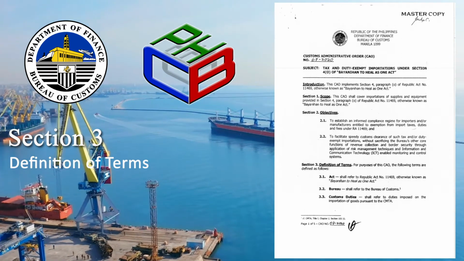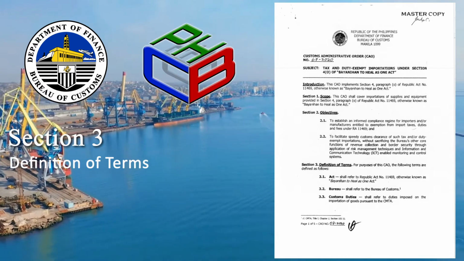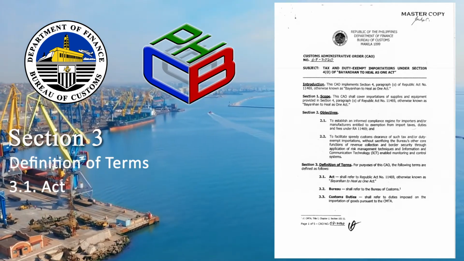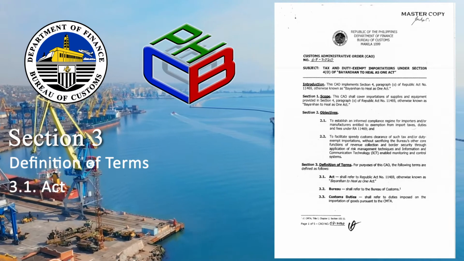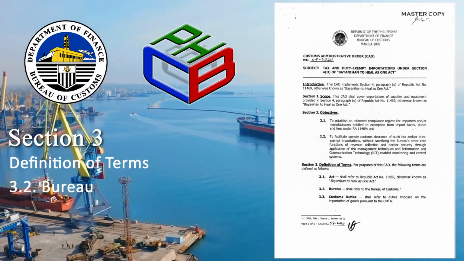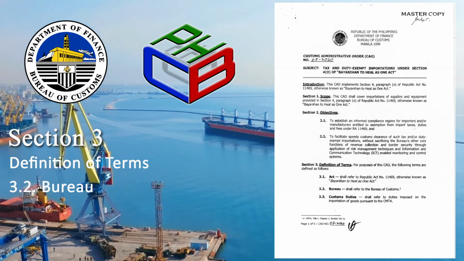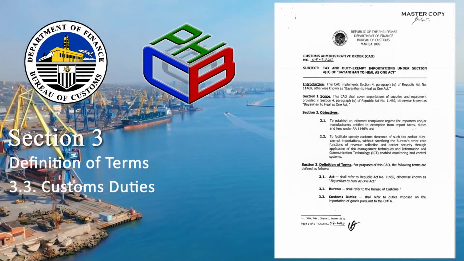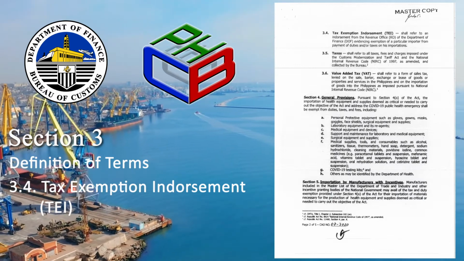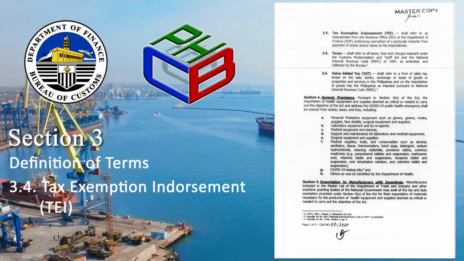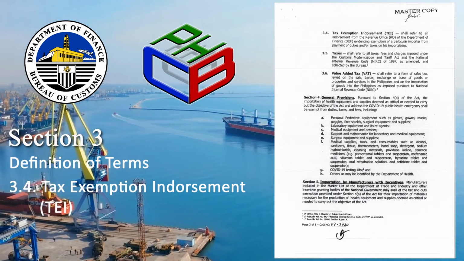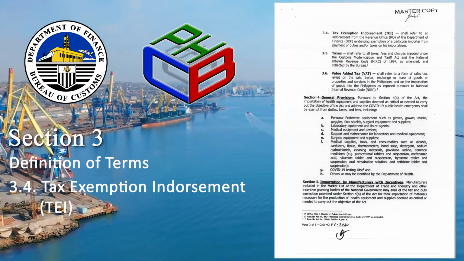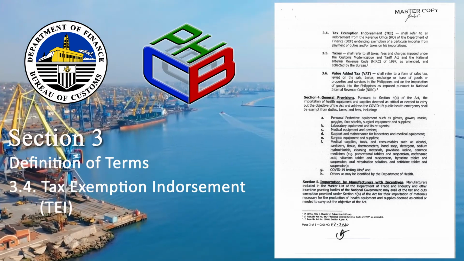Section 3. Definition of terms. For purposes of the CAO, the following are defined as follows. 3.1 Act shall refer to Republic Act No. 11469, otherwise known as Bayanihan to Heal as One Act. 3.2 Bureau shall refer to the Bureau of Customs. 3.3 Customs duties shall refer to duties imposed on the importation of goods pursuant to the CMTA. 3.4 Tax exemption endorsement, TEI, shall refer to an endorsement from the Revenue Office, RO, of the Department of Finance, DOF, evidencing exemption of a particular importer from payment of duties and/or taxes on his importations.